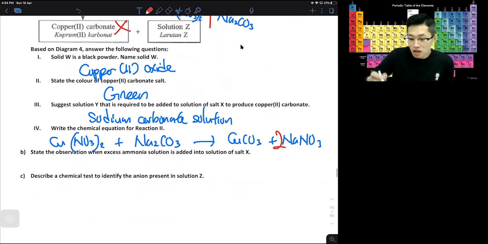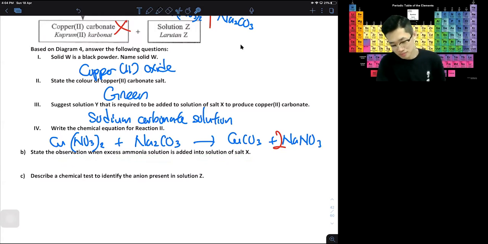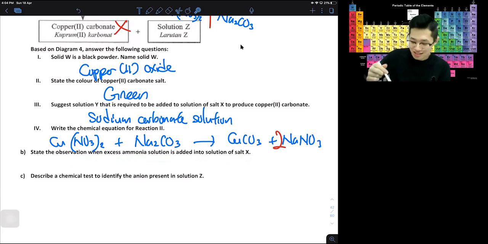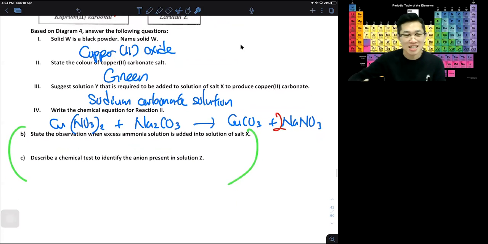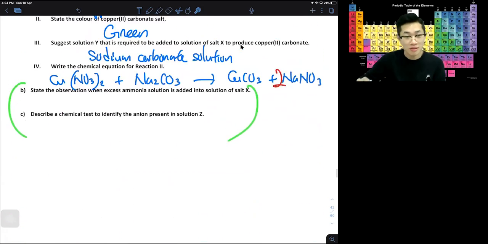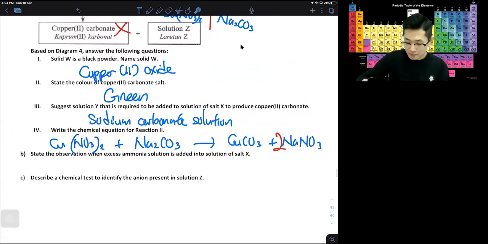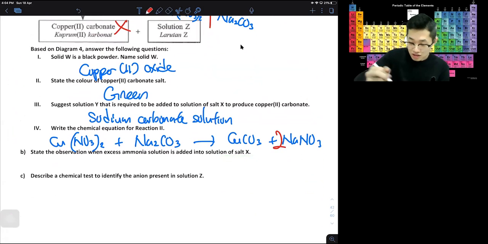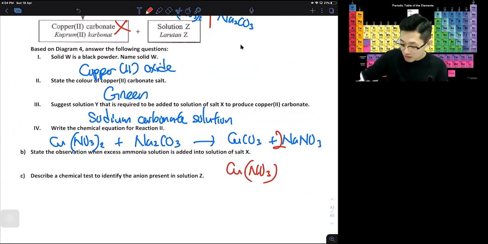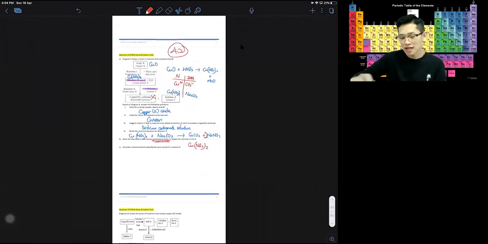So lastly, state the observation when excess ammonia is added into the solution of salt X. Oh no, this is about the ion test. Okay, never mind, this is all the ion test. I show you the answer. But remember, always use the cross to get all these solutions. Ammonia plus copper 2 nitrate. Ammonia is a cation test. If you do not know, never mind, I show you the notes.